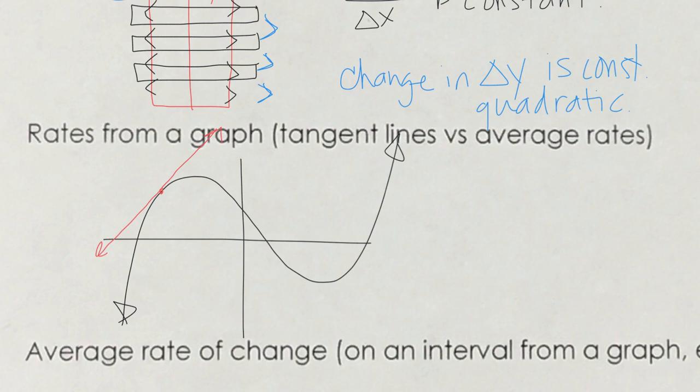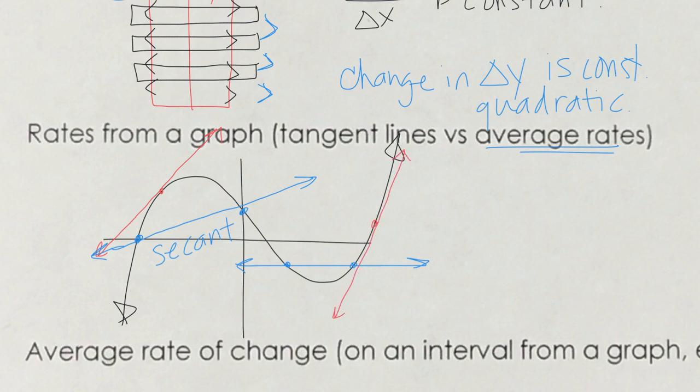But an average rate, right, uses 2 points. So maybe we can find the average rate from this x value to that x value. Okay, represented by the slope of this secant line. Say this is called a secant line. It has 2 points. Okay, sometimes we can pick 2 points where the average rate of change is 0. Okay, versus, right, a tangent line.